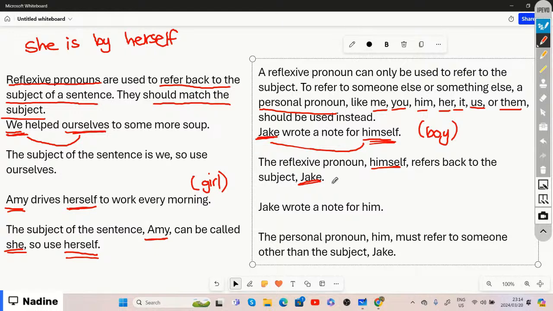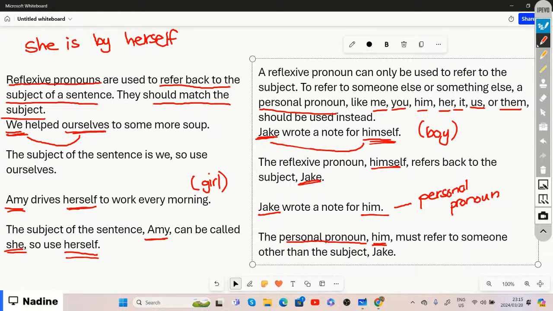And if we say Jake wrote a note for him, him is a personal pronoun. It's not a reflexive pronoun. It's referring to writing a note to someone else, right? So Jake wrote a note for him, meaning that he wrote a note to someone else. He's not referring to himself. So the personal pronoun him must refer to someone other than the subject Jake.